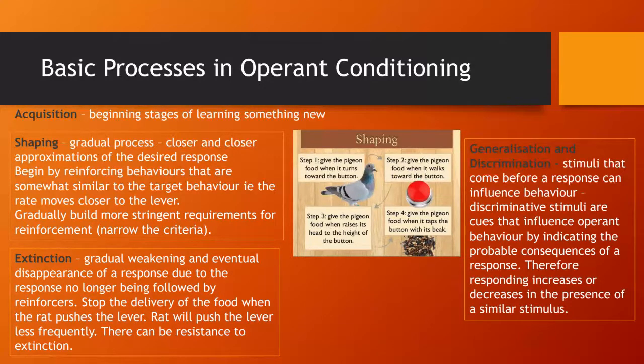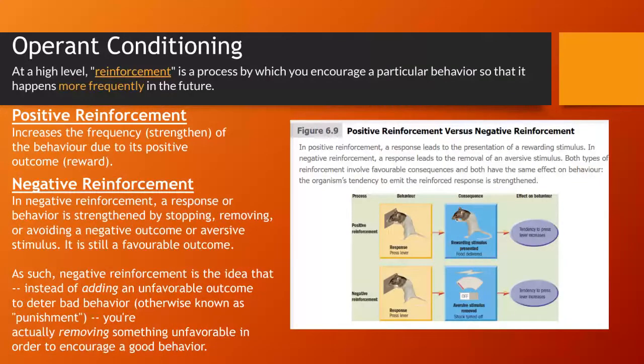And again, generalization and discrimination: stimuli that come before a response can influence the behavior. So, if certain things are in that environment and happen before you give the child the sucker, maybe it performed a good behavior, and then the sucker comes and you say please, you can link it, or you can generalize it to a bigger context. Sorry, that sounded messy, and I don't know why. Sorry about that. I'll try and think of a better way to say it for you.